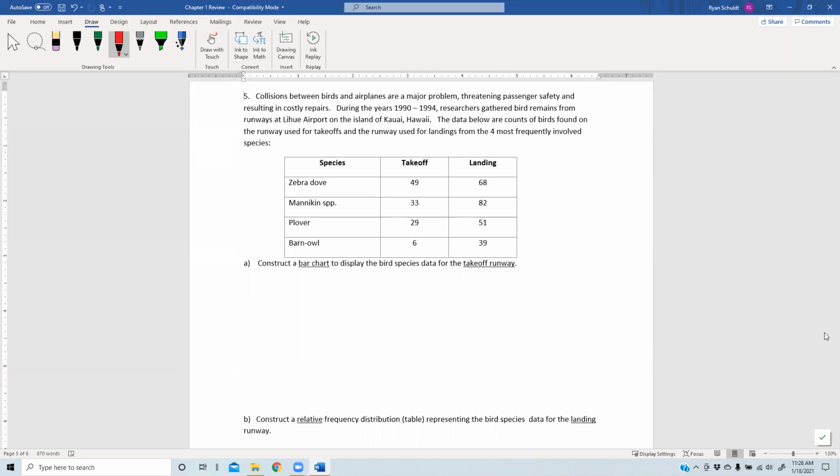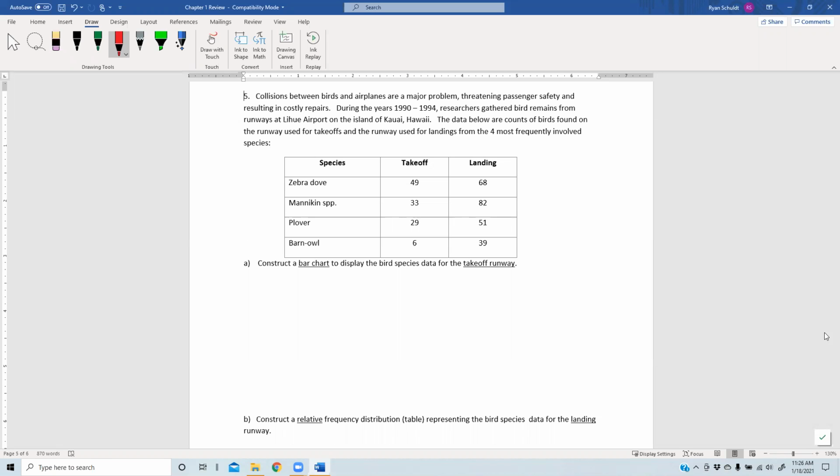Collisions between birds and airplanes are a major problem, threatening passenger safety and resulting in costly repairs. During the years of 1990 to 1994, researchers gathered bird remains from runways at Lihue Airport on the island of Kauai, Hawaii. Probably said that wrong, but anyways. The data below are counts of birds found on the runway used for takeoffs and the runway used for landings for the 4 most frequently involved species.